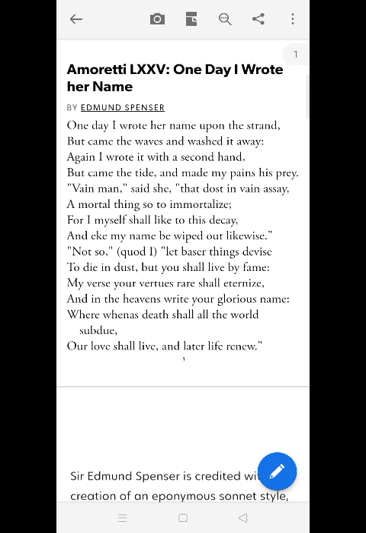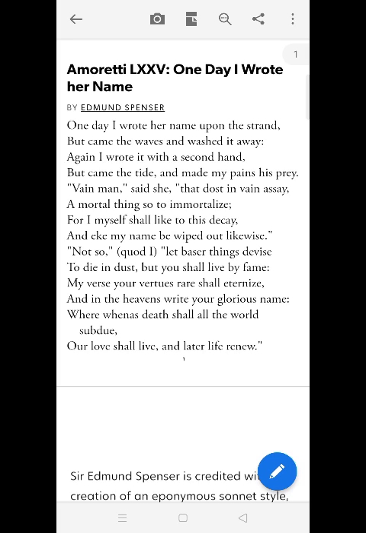What the speaker says here: One day I wrote her name upon the strand, but came the waves and washed it away. Again I wrote it with a second hand, but came the tide and made my pains his prey. So notice here the rhyme scheme at the end of each line. In the first line, the last word is strand, in the second line it is away, in the third line again hand, and in the fourth line prey.